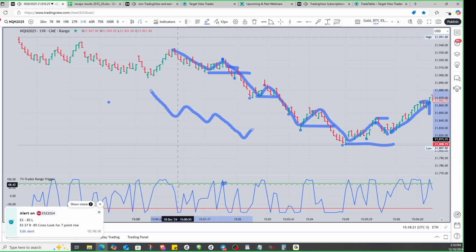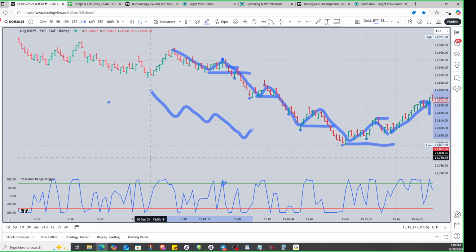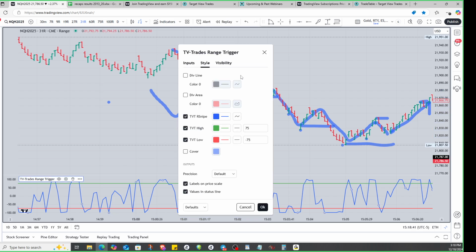Okay. Now, the TV Trades range trigger is key to everything that we're talking about right here, but it's got to have just a little more than what you see right here. As a matter of fact, I'm going to change it just a little bit here, and this is where that password thing comes in. There's a new version of the TV Trades range trigger that came out last night. Now, or this morning at 7 a.m. actually.